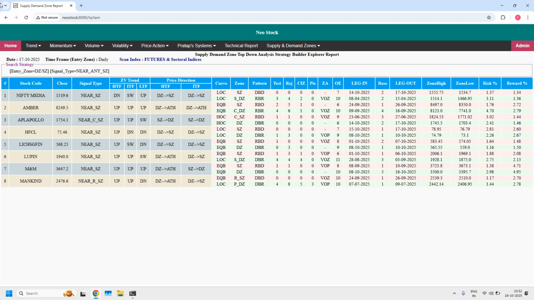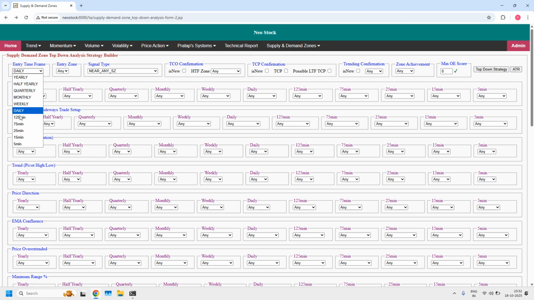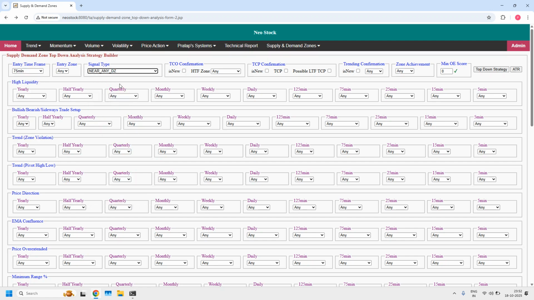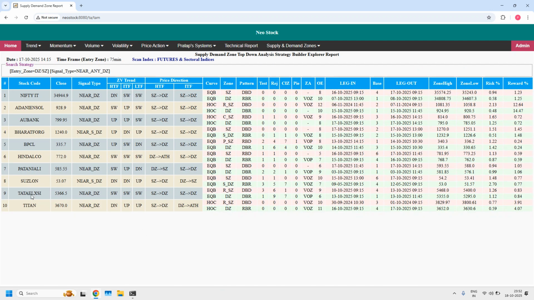Okay, next time frame is 75 minutes. Stocks near to the 75 minutes demand zone. We got 10 stocks. Let us identify 75 minutes high liquidity demand zones from this list. Bharat Forge is having a 75 minutes high liquidity zone.